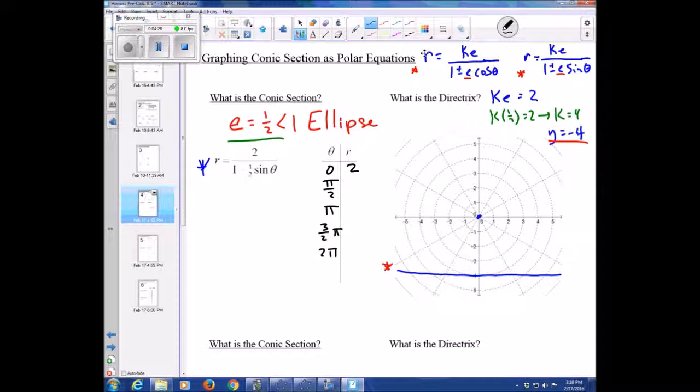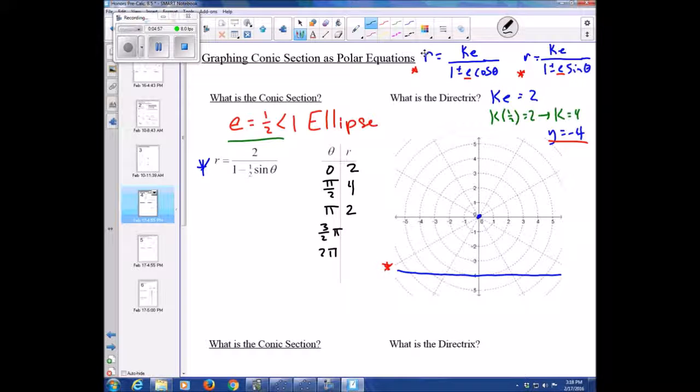For a rotation of pi over 2, we are going to get a sine value of 1. So that's going to be 1 minus 1/2, and that gives us 2 divided by 1/2, which is 4. For a rotation of pi, a half rotation, sine is going to be 0 again. So that gives us 2 divided by 1, or 2. We have a value of 2 for the rotation of pi.